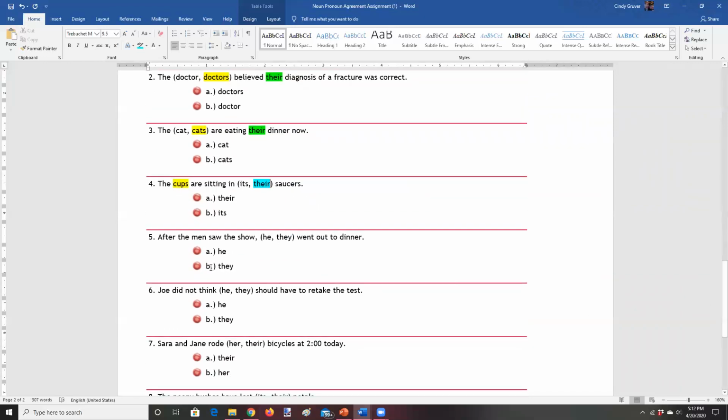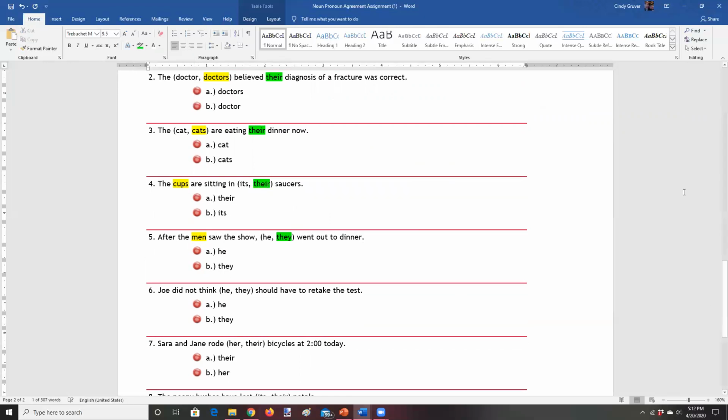So here our antecedent is men. Even though it doesn't end with an S, we know it's plural. And so because this is men, we're going to have to use they to match in terms of number and case. I guess I should stay with the green here, shouldn't I?